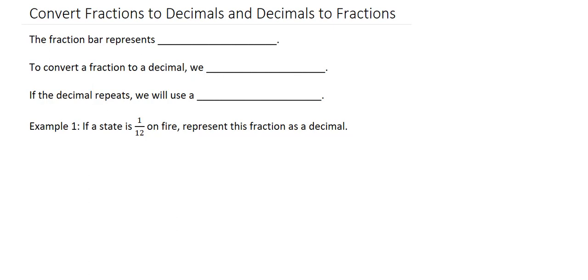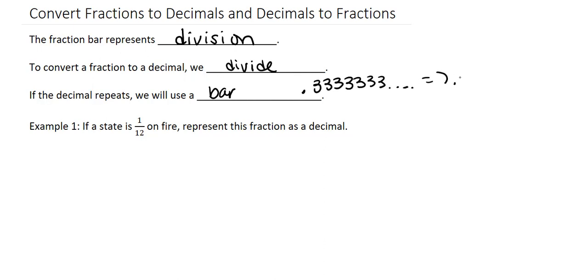Convert fractions to decimals and decimals to fractions. So the fraction bar represents division. And then to convert a fraction to a decimal, we're going to go ahead and divide. And if a decimal repeats, we're going to use a bar over the number to represent it. So if the number went on like this, right, it just continued on with threes, we could actually just rewrite it as 3 like that with a bar over it to represent that the 3 will just continue to repeat.